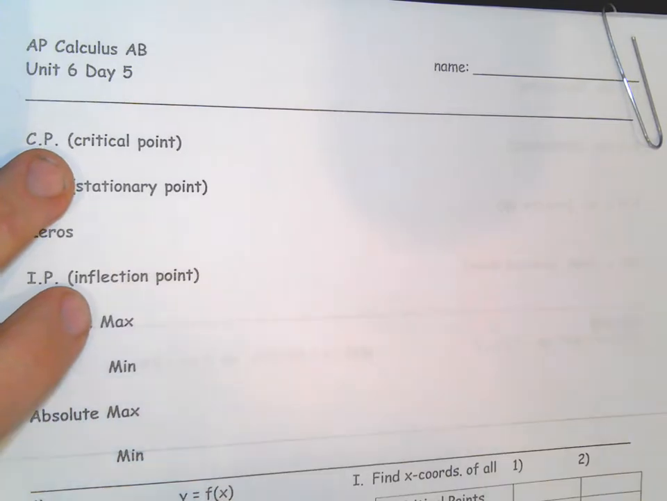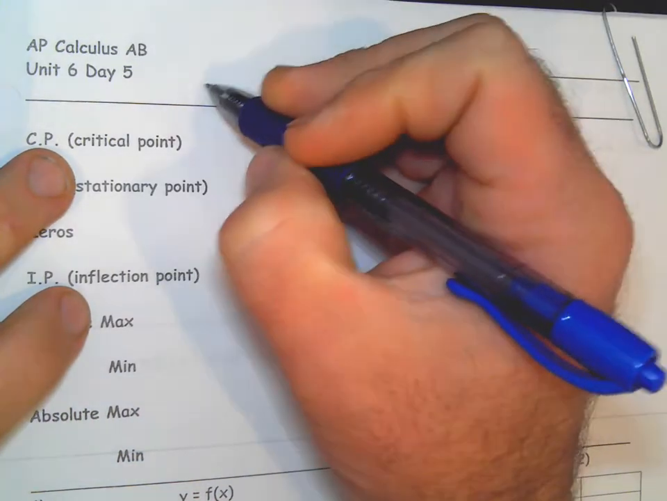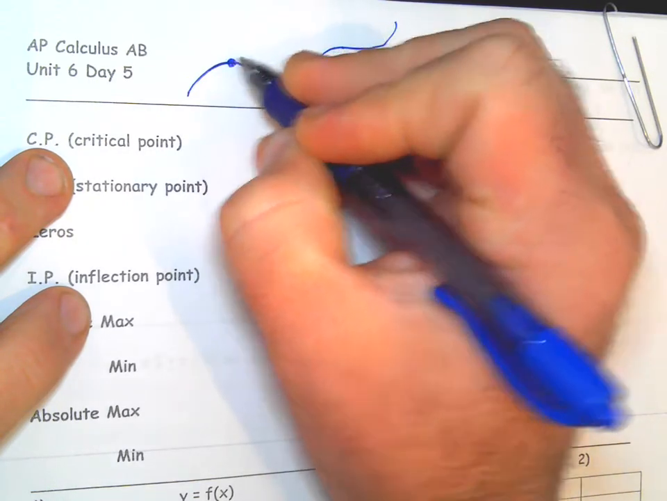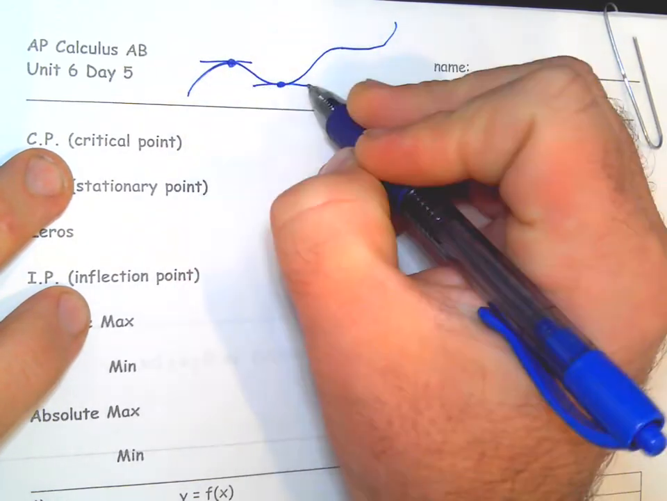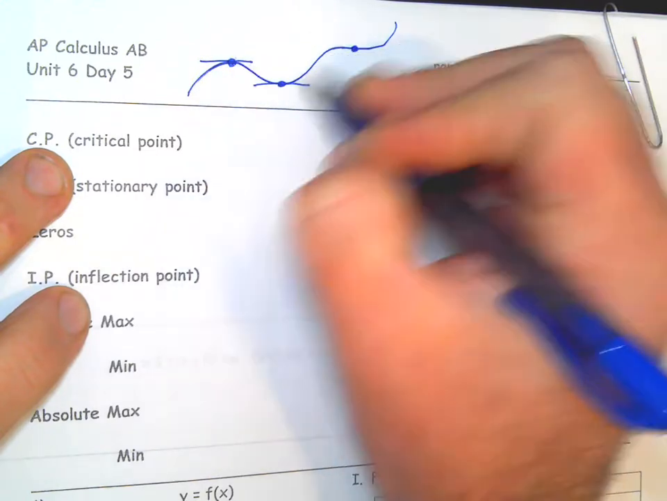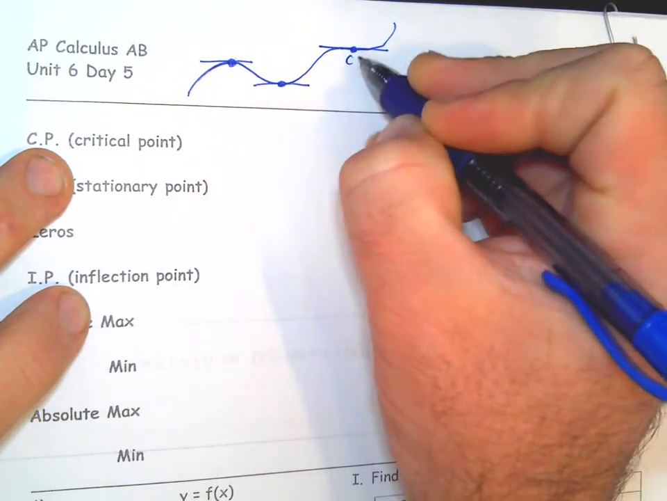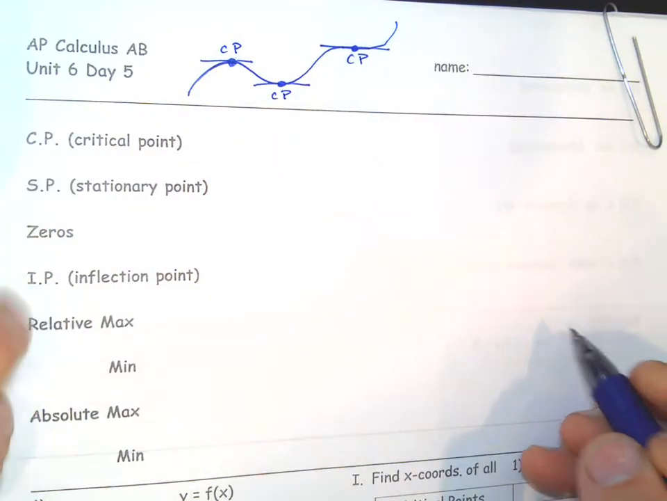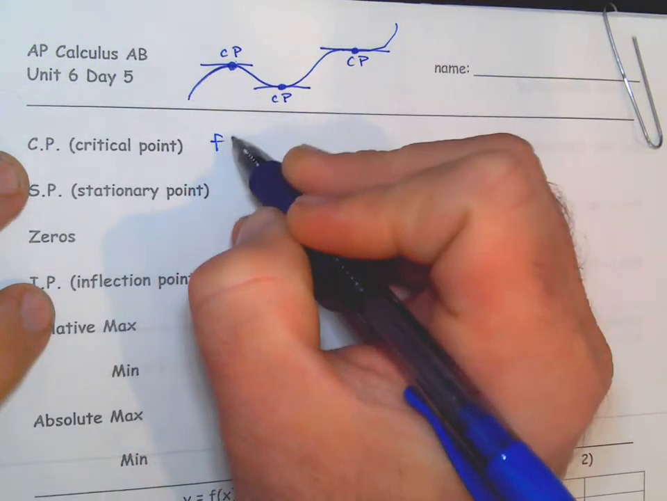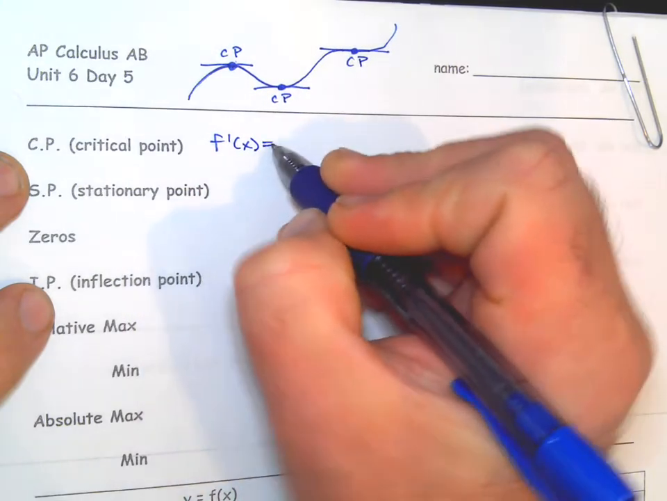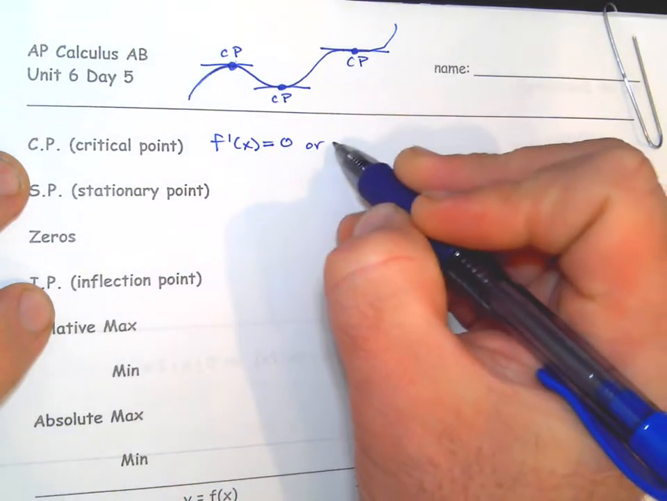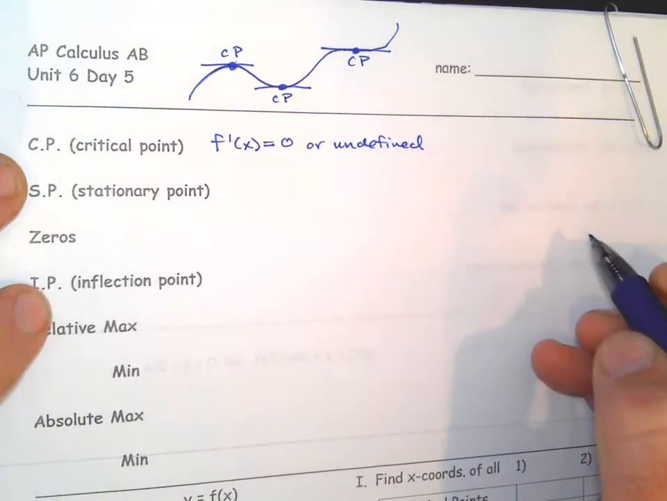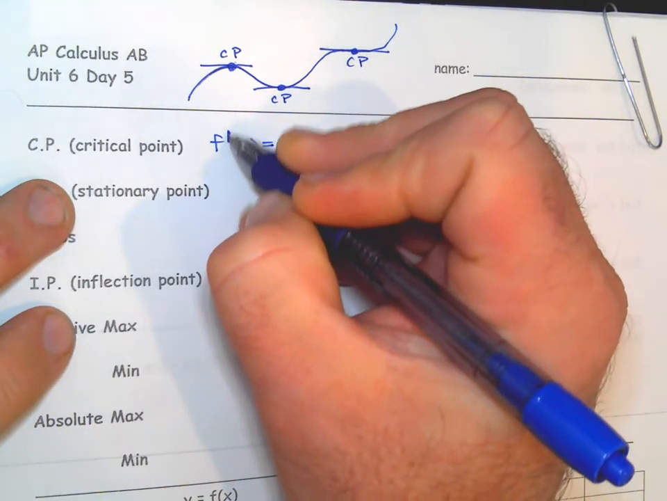Now, if I was to draw a picture of a nice, kind of smooth curve, a critical point is when the slope is 0. So you get a nice flat spot. It's a peak or valley a lot of times, but also it could be more of a plateau. But we call those critical points. So it's when f prime of x equals 0 or undefined. So let me show you some examples of undefined. So 0 or undefined derivative.